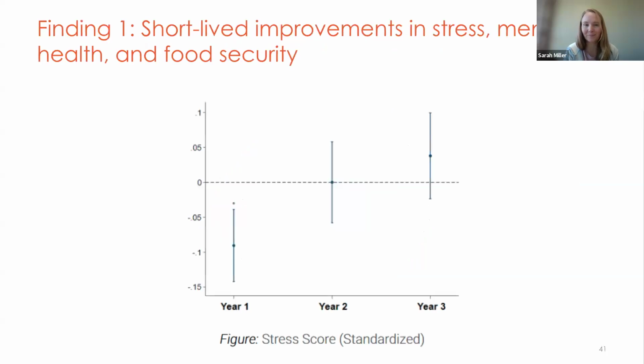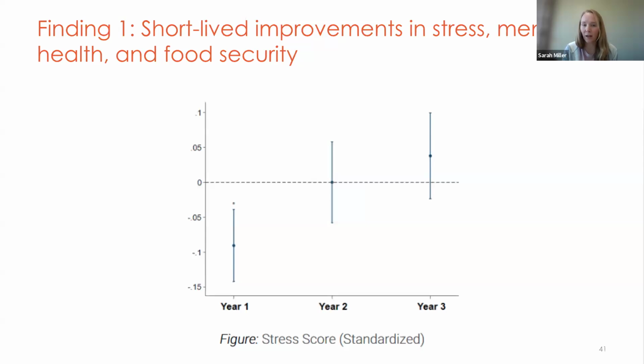Next slide. So I'm going to describe our findings. You can read all the details and all the individual outcome measures in the paper, which you can find on my website, but I'm going to describe our findings at a very high level for the purpose of this webinar. So first of all, we find some improvements in stress and mental health, as well as in food security, but they are short-lived. We basically only see significant effects, improvements on these measures, in the first year of the study.